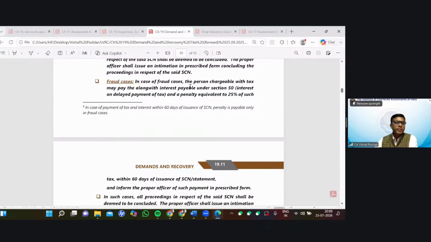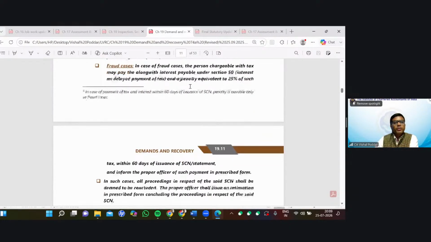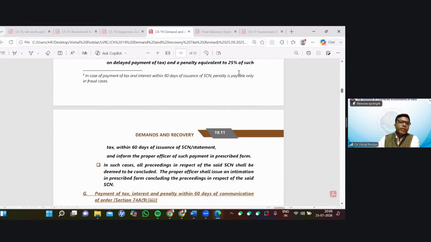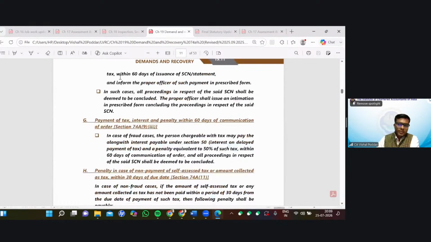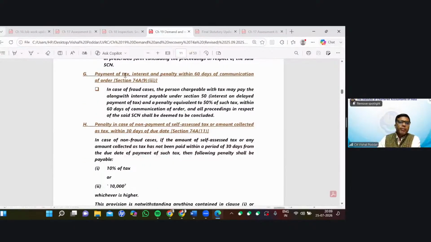However, in fraud cases, if you remember, before issuance of show cause, if you are paying, it was 15%. Now, if after issuance of show cause, but within 60 days, you are ready to pay, the penalty will be levied only at 25% of the amount of tax. Again, if you have paid the entire tax, entire interest, and 25% penalty, then the proceedings will be concluded. Now, payment of tax, interest, and penalty within 60 days of communication of order.